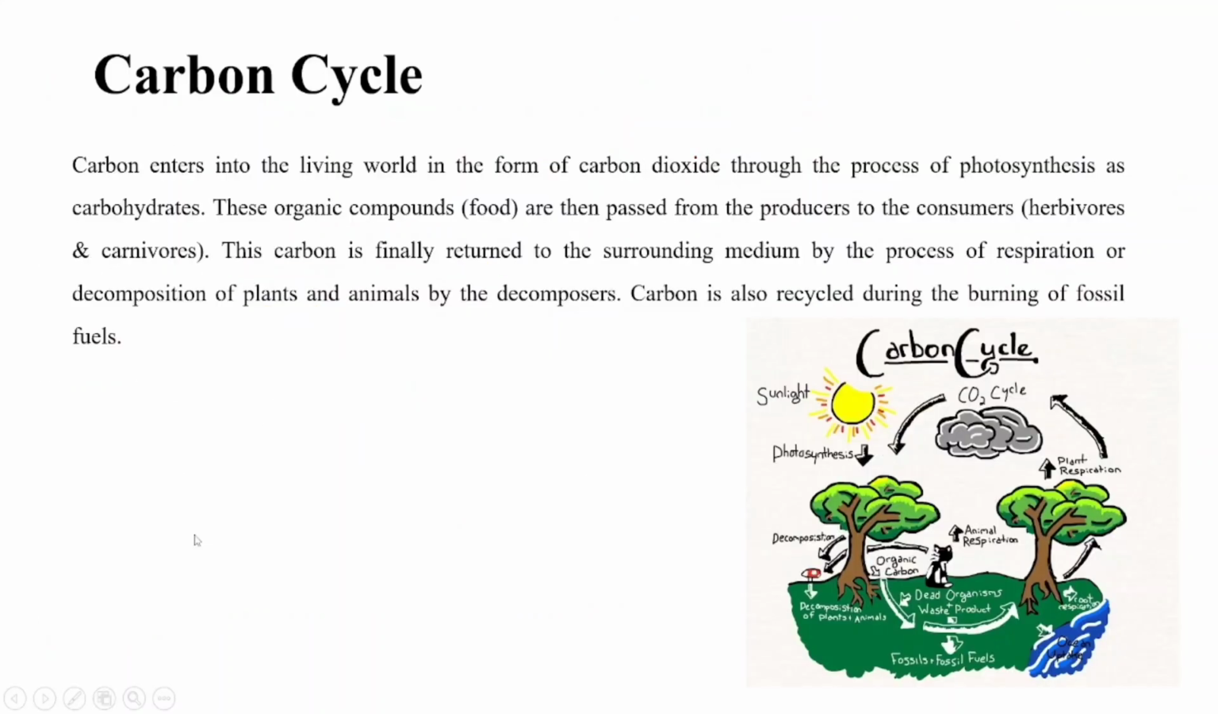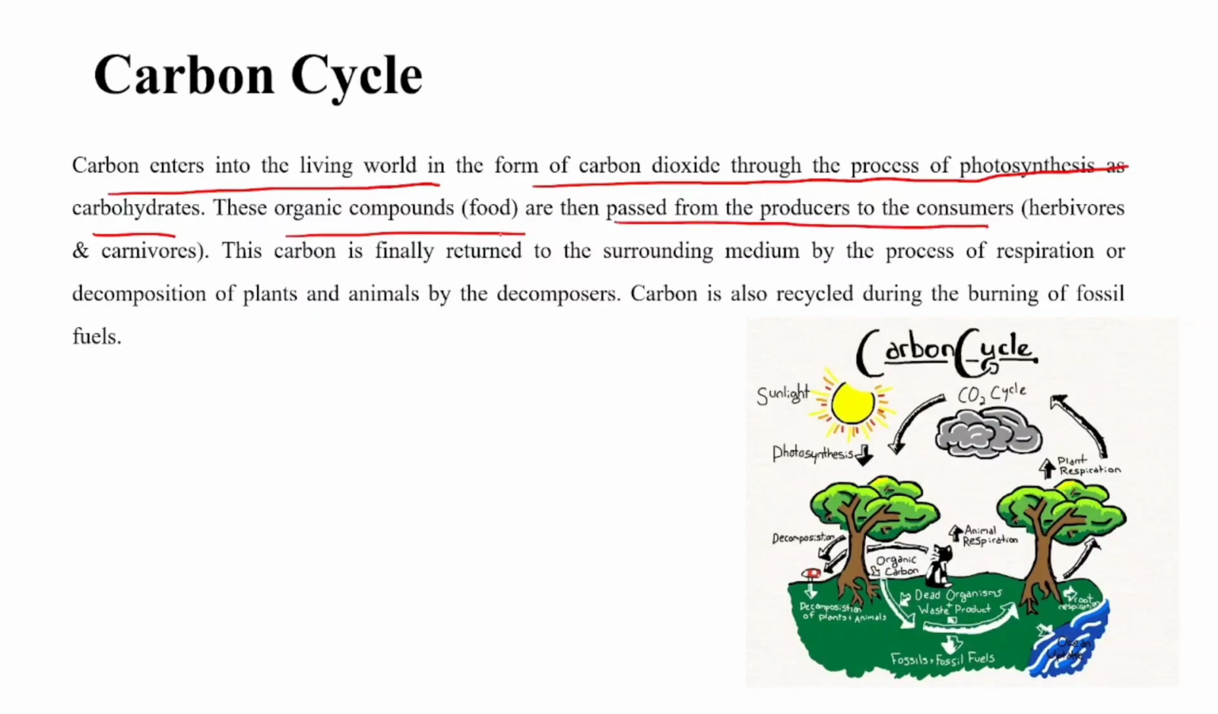So we will see first the carbon cycle. Exactly what happens: carbon enters into the living world in the form of carbon dioxide through the process of photosynthesis as carbohydrate. These organic compounds are then passed from the producers to consumers, and this carbon is finally returned to the surrounding medium by respiration and by decomposition of plants and animals by decomposers.